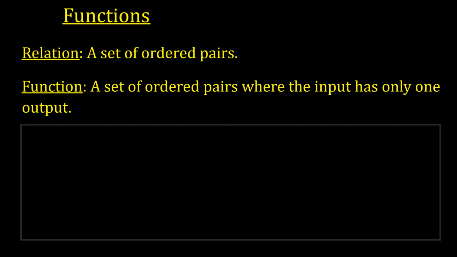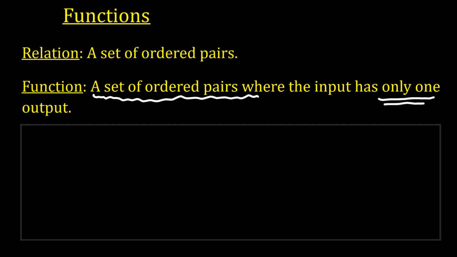A function is a set of ordered pairs. So basically what this is saying here is it's a relation where the input only has one output. Only one output. That's really important. For a function, whenever you put something into a function, you only get one thing out. And we'll look at a few different examples here of what are functions.